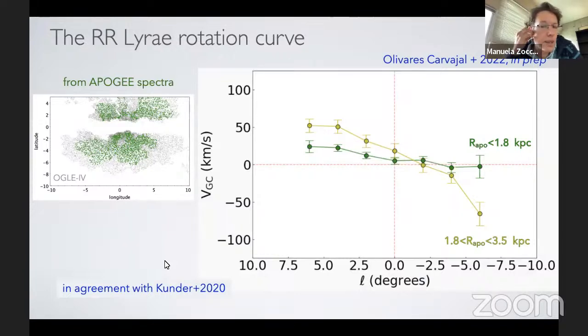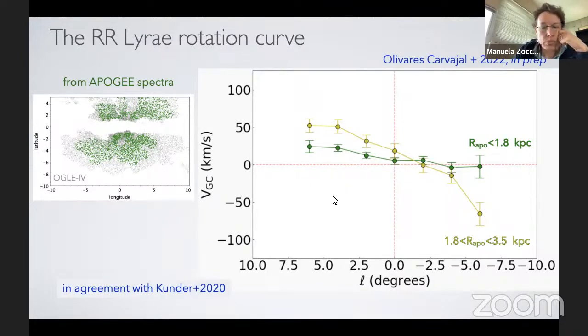Even the RR Lyrae seem to be bimodal, seem to have a more concentrated component that seems to be completely spheroidal without rotation, and another component with a larger rotation. The interpretation of this, I think, is going to take a little bit longer.